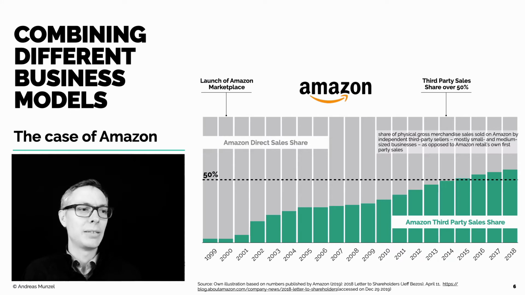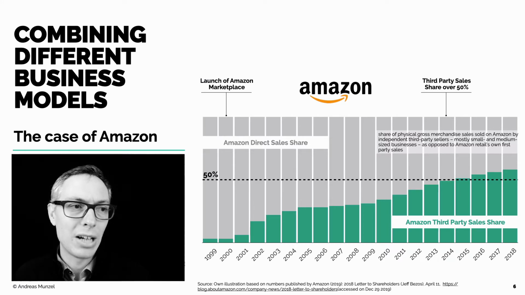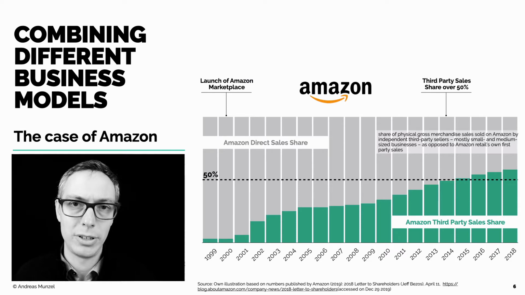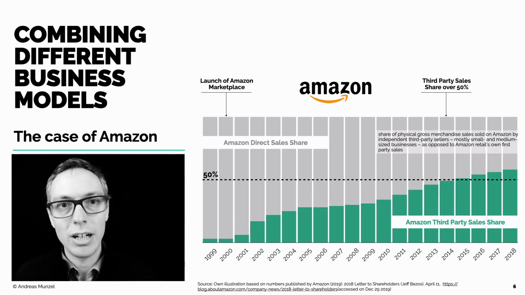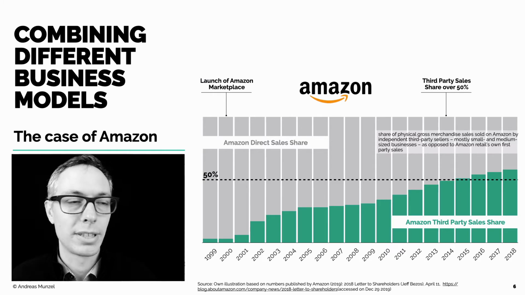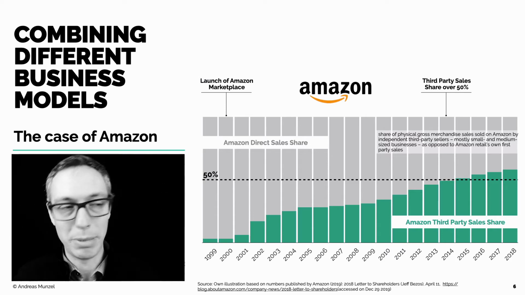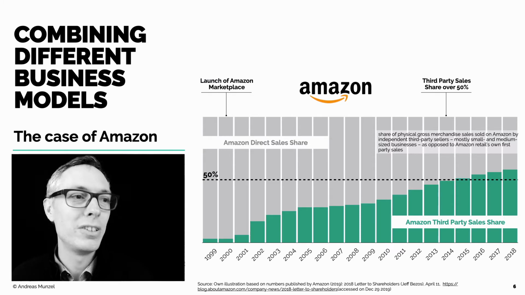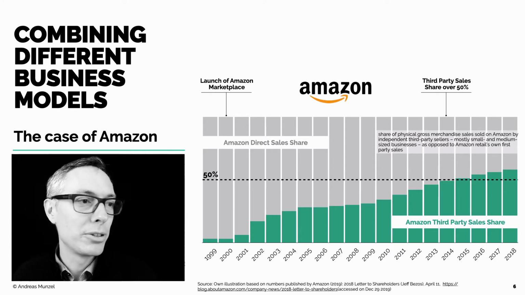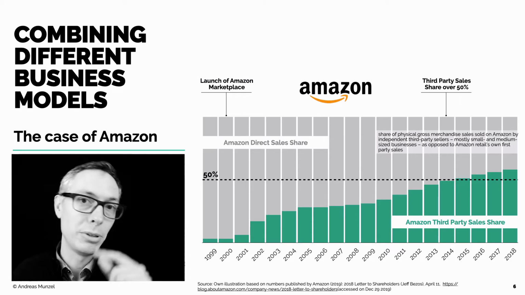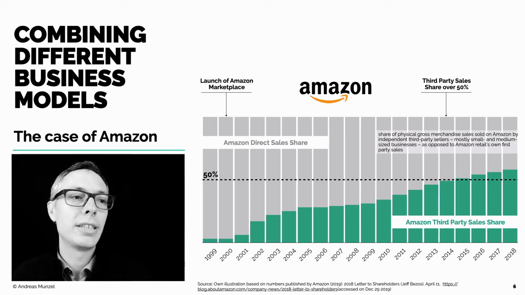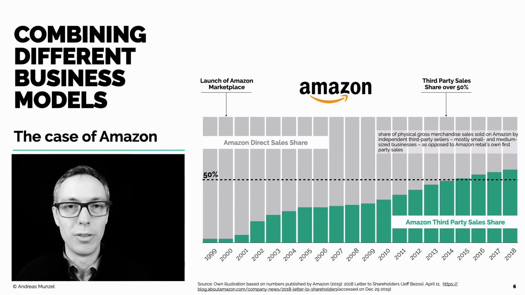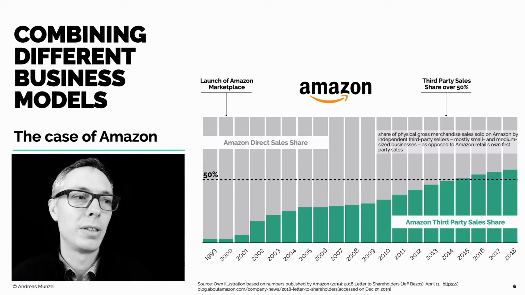Okay, so it actually increased over the years until 2015, when the share of third-party sales through Amazon as a platform exceeded the share of Amazon's actual direct sales. Okay, so the platform part became more important than the retail part at the end. Okay, so as a quick explanation here, you have the share of physical gross merchandise sales sold on Amazon by independent third-party sellers, mostly small and medium-sized businesses, not to neglect, as opposed to Amazon's retail's own first-party sales. Okay, so I think it's important to emphasize here that those third-party sellers are small and medium-sized businesses as well.